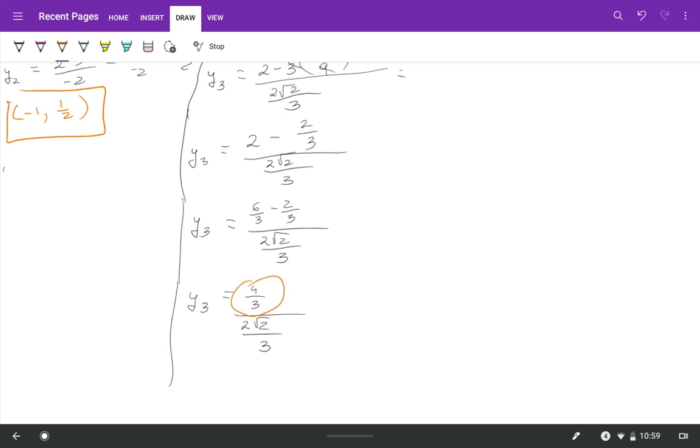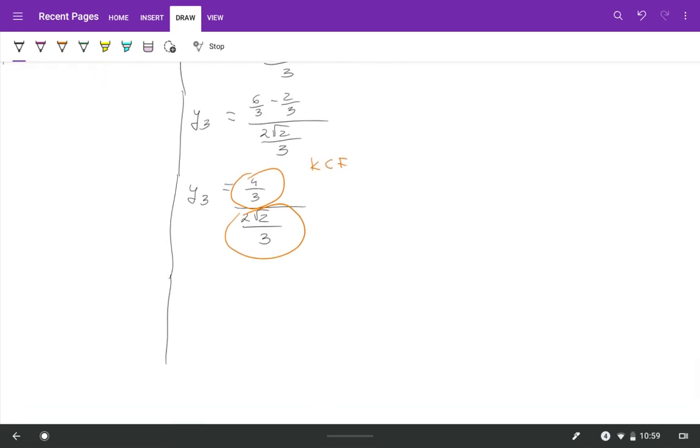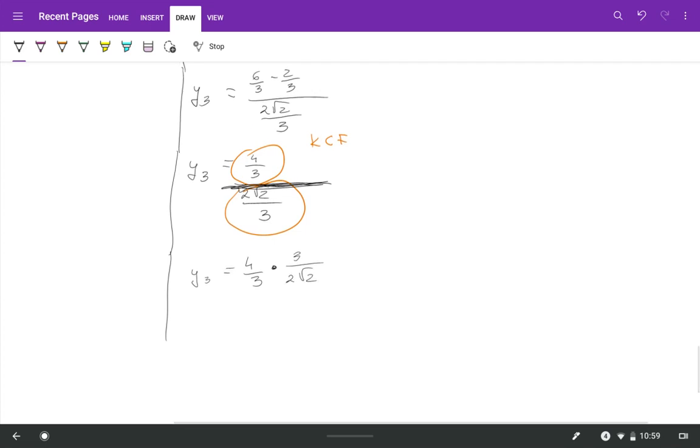You have a fraction divided by a fraction. So use that shortcut: keep, change, flip, which means keep the first fraction, change division to multiplication, flip over the second fraction, which is 3 over 2 radicals of 2. Now the 3s cancel, and 4 and 2 you can reduce, so 4 divided by 2 is 2. So we end up with 2 over square root of 2.